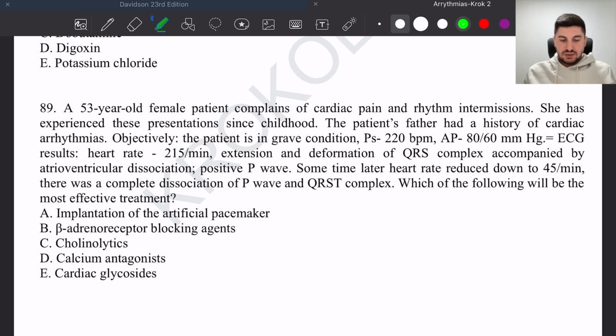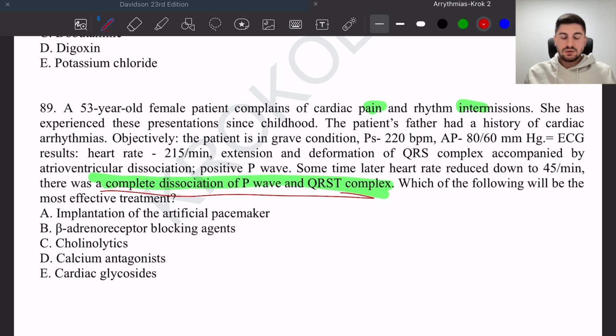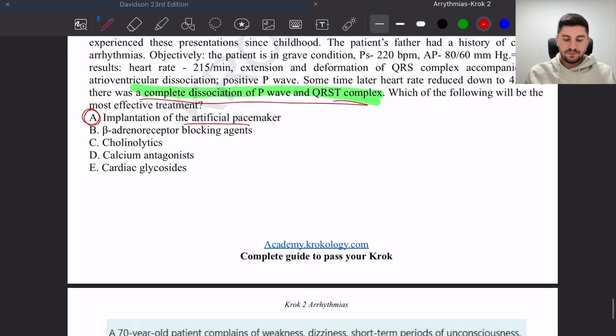Here we have a patient having pain and rhythm intermissions. ECG result: heart rate 250, deformed complexes. There is a complete dissociation between P wave and QRST complexes. Which of the following will be the most effective treatment? When there is complete dissociation between P and QRST, implantation of the artificial pacemaker is the most effective treatment for the long term.